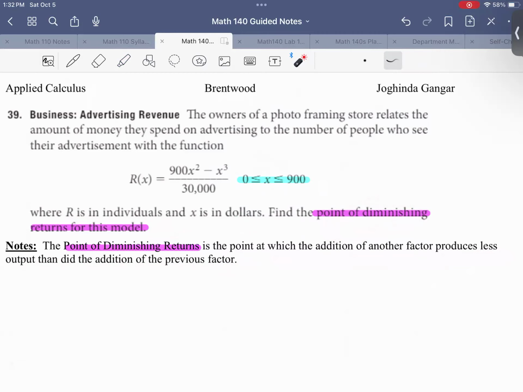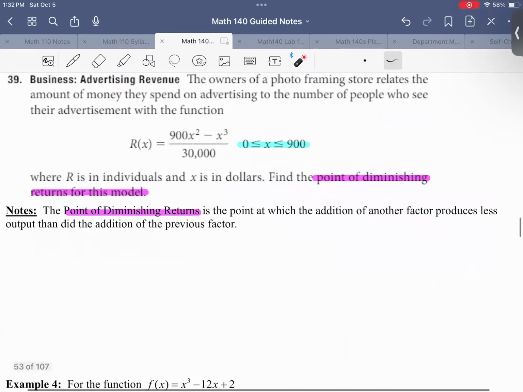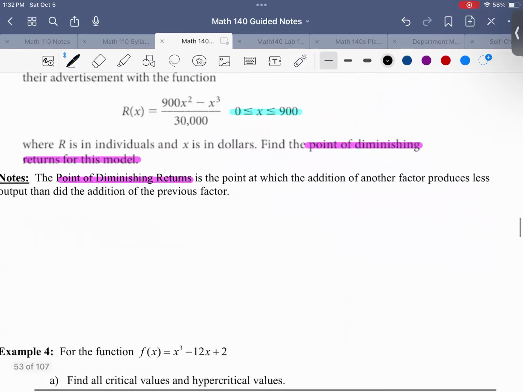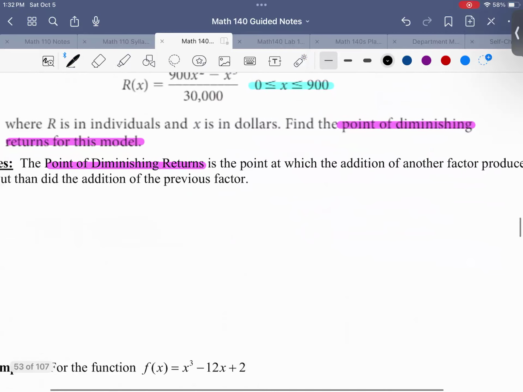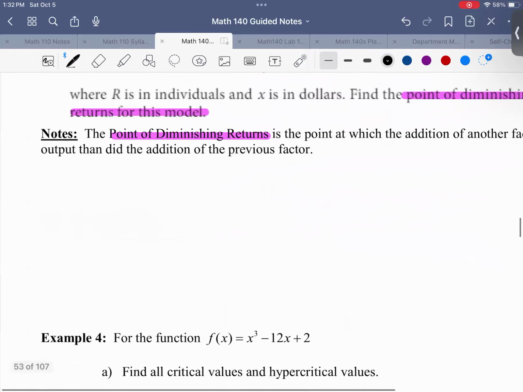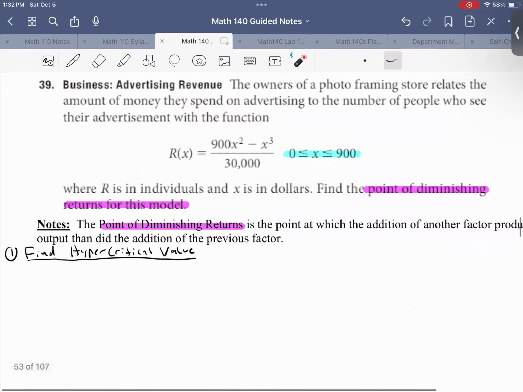Okay, so let's go ahead and try this out. The way to find your point of diminishing return, as the theme with this section is finding your second derivative. So to find a point of diminishing return, first thing we've got to do is find your hypercritical value. So find hypercritical value.